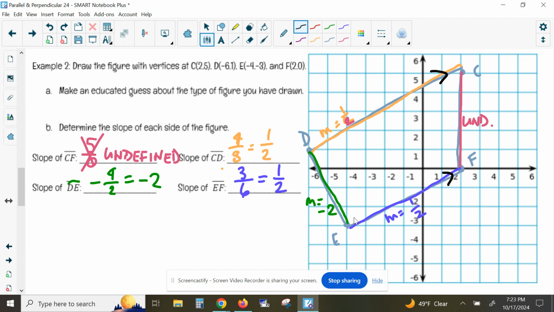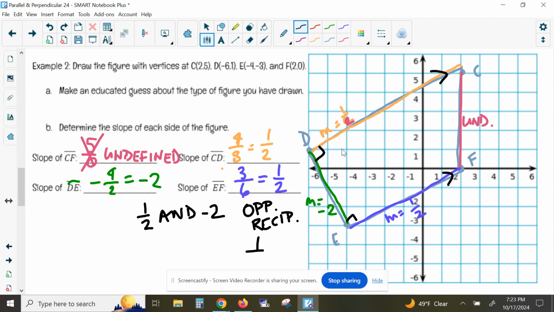Now, what can we say about this corner and or this corner? So remember, if this is 1/2, and this is -2, what do we know about 1/2 and -2? Those are opposite reciprocals. And what do we know about opposite reciprocals? We know that that means those lines are perpendicular then, which means I could put the little box here and here because these are opposite reciprocals.